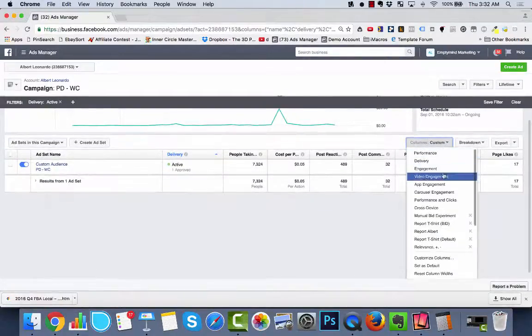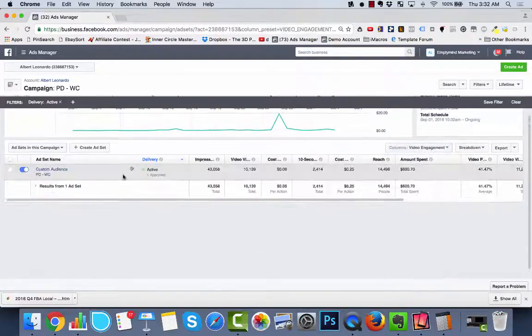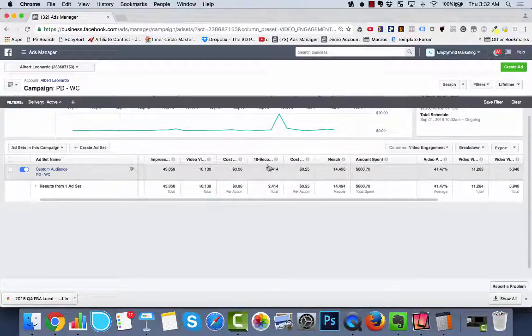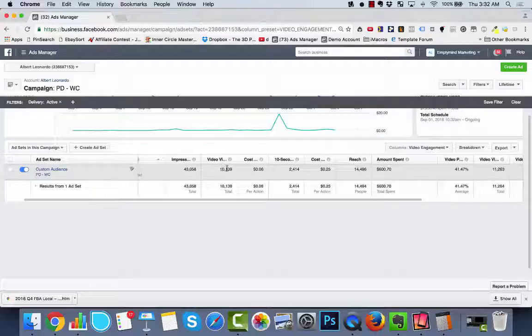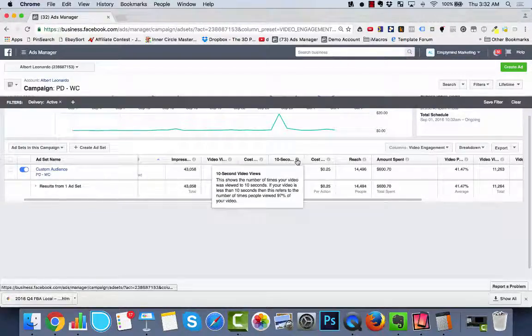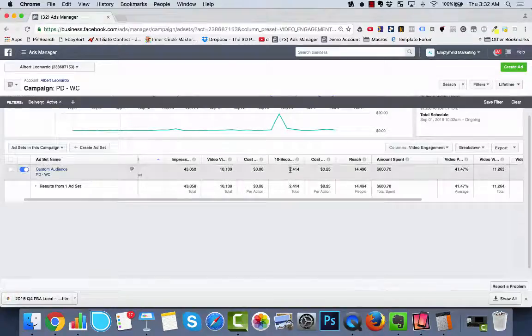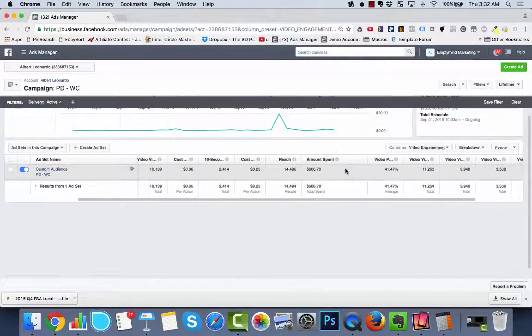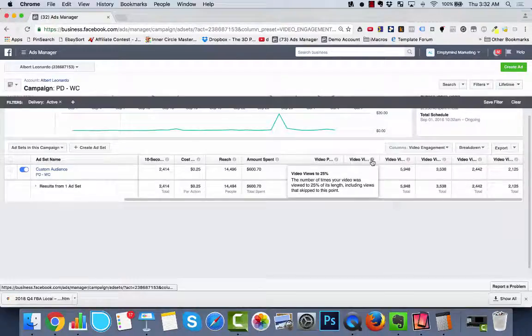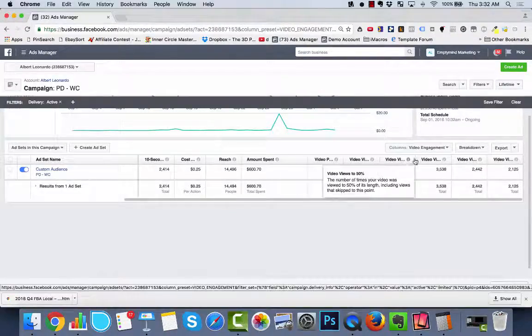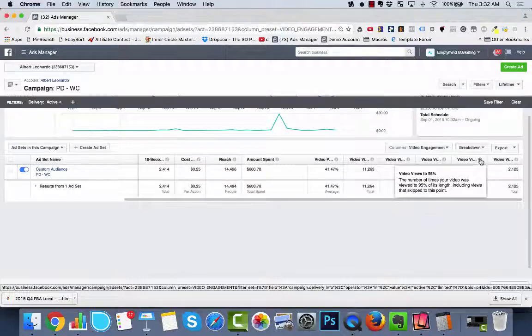And then I want to look at the video engagement, since this post is a video. You can see that the video views total is 10,000 plus, and 10-second video views is 2,000 plus, and then you can see here video views to 25%, to 50%, 75%, 95%, and 100%.